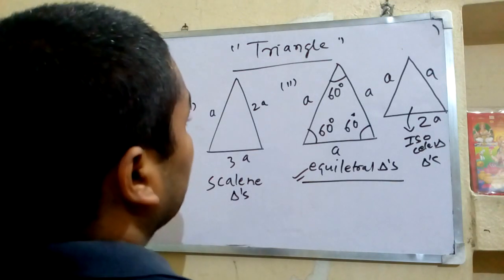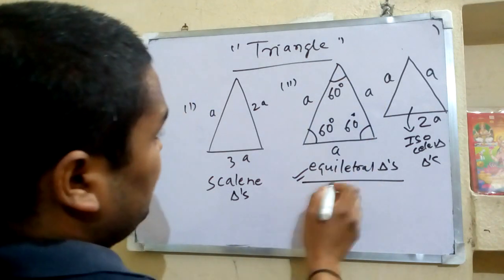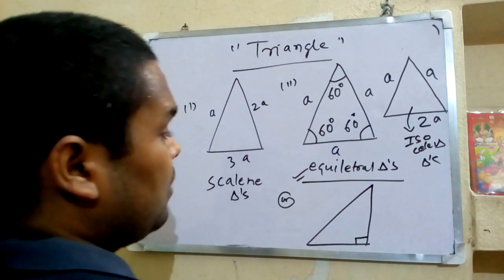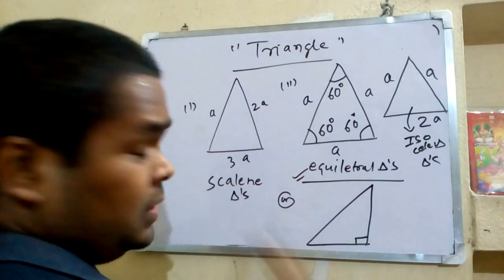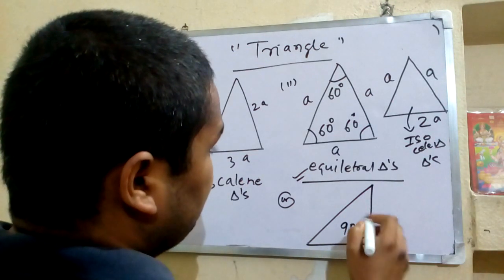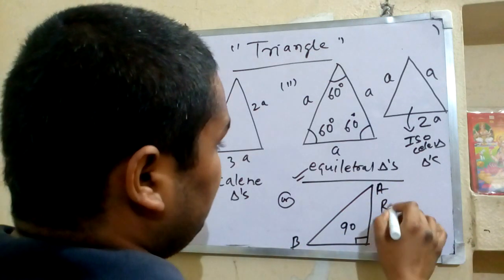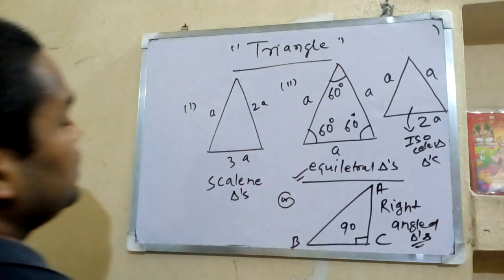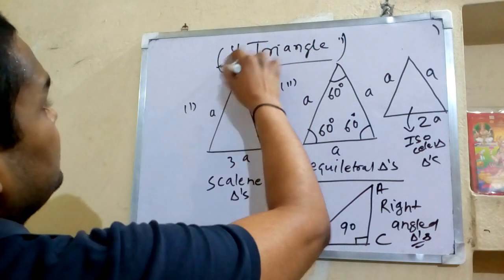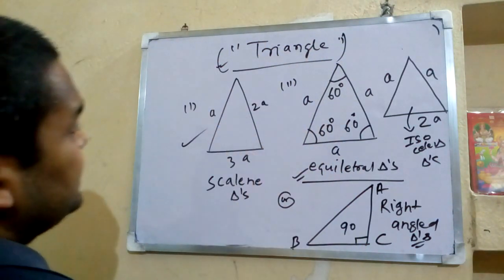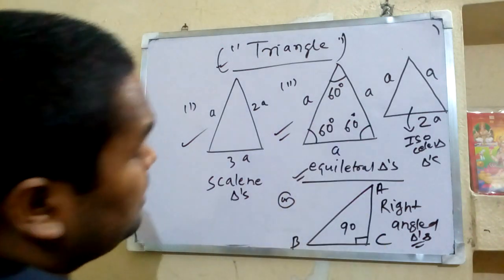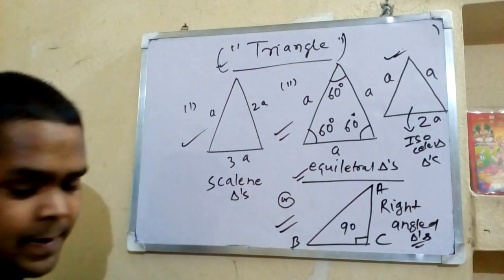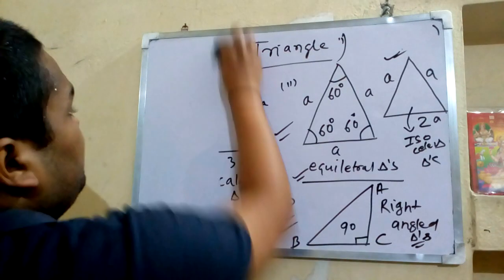In trigonometry, equilateral triangles and right angled triangles, these two triangles are very important for our discussion when we further go on with the topic of trigonometry. This is a right angle triangle. My dear student, we saw some basics of triangles: a scalene triangle has all sides different, an equilateral triangle has all sides the same and equal angles, and isosceles triangles, right angle triangles. Okay, now we have to proceed with our topics.